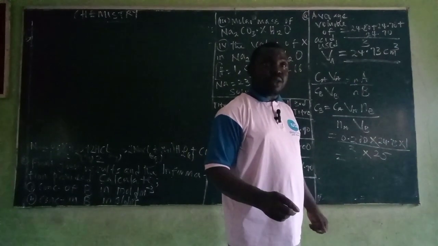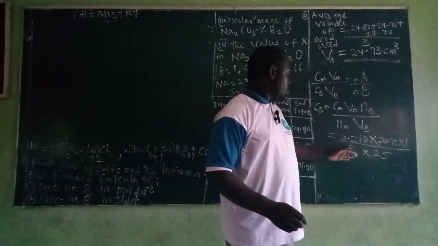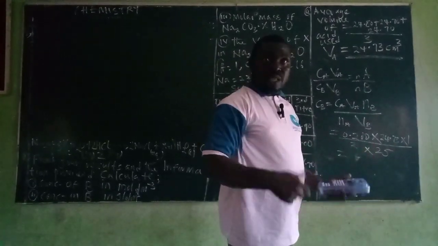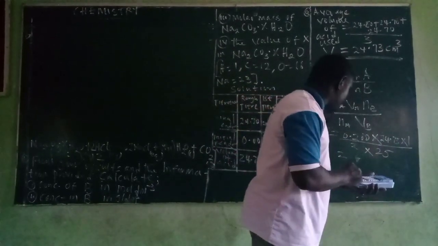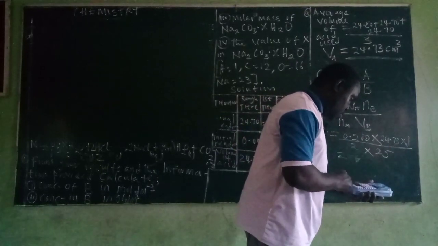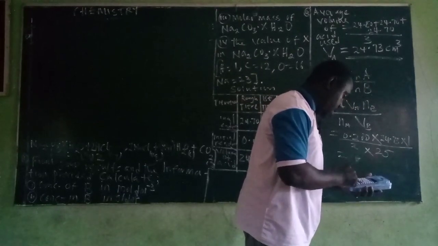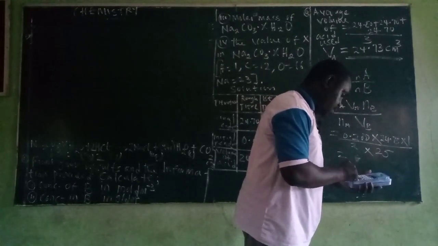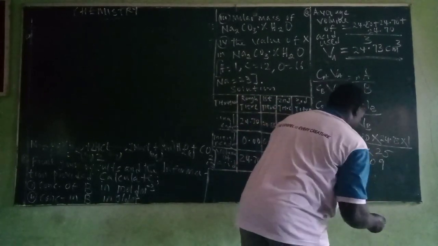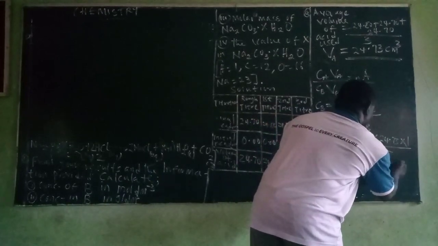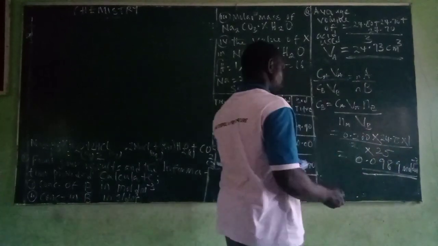Okay, so please quickly check for me. Check, please. Zero point what? So from here, if you are with your calculator, we have 0.20 multiplied by 24.73 divided by 50. So here I'm having 0.0989 mole per dm cube. This is what I'm having.